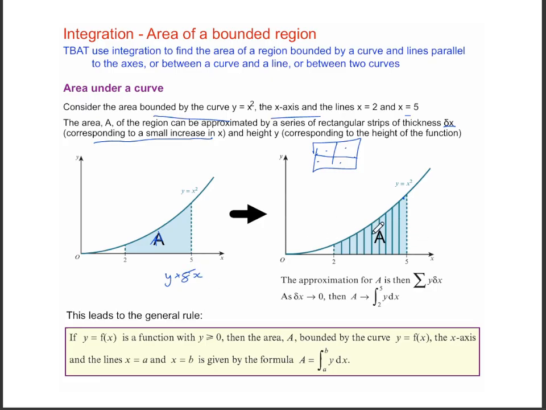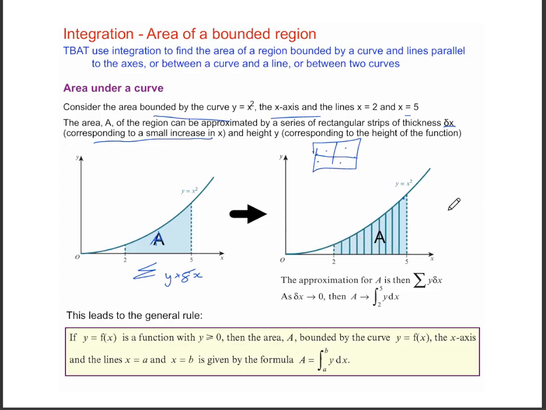And if you take the sum of all these rectangles, which you can write with the summation symbol, you're going to get the approximation of this area A right here, based on these rectangles. Now, the thinner we make the rectangles, the better our approximation is.